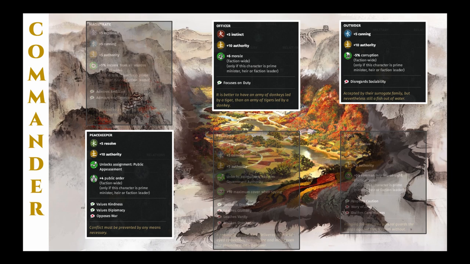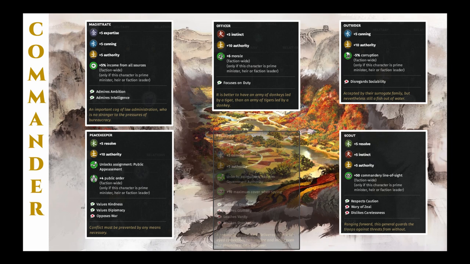However, Commander really shines in their faction-wide bonuses. As we already stated, they make the best Prime Minister, Heir, and Faction Leader because of their high authority stat and their skill tree, which provides the most boost in these roles. Starting with the Magistrate, you have a 5% boost to all income sources. This is probably the best income boosting bonus from all the backgrounds in the game, so I do recommend this one. Overall, this is probably also the best late game boost you can have from your background. Once your base income values are very high, a 5% boost across the board will impact your economy greatly.